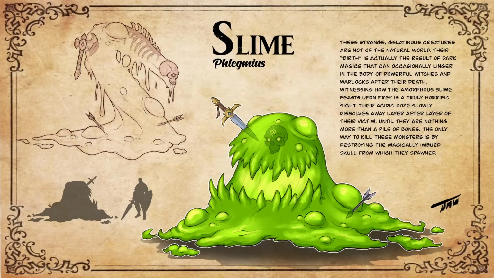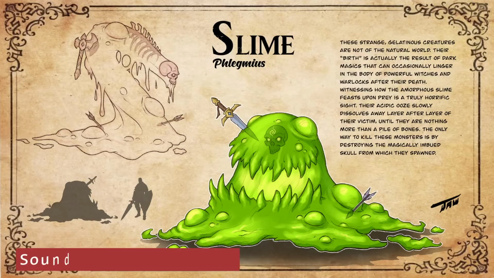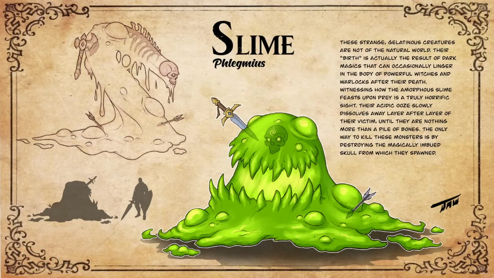These strange gelatinous creatures are not of the natural world. Their birth is actually the result of dark magics that can occasionally linger in the body of powerful witches and warlocks after their death. Witnessing how the amorphous slime feast upon its prey is a truly horrific sight. Their acidic ooze slowly dissolves away layer after layer of their victim until they are nothing more than a pile of bones. The only way to kill these monsters is by destroying the magically imbued skull from which they spawned.